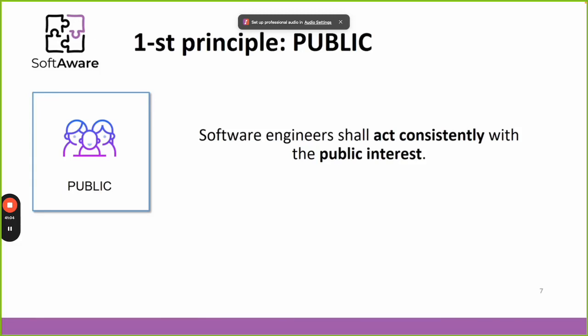The first principle is public. Engineers shall act consistently with the public interest. No other party of the project, either it is client, a user, or an employee, is above the public interest. Engineers need to accept full responsibility for their own work. For example, if someone asks to create a computer virus that could do some damage to others, you should not do that.